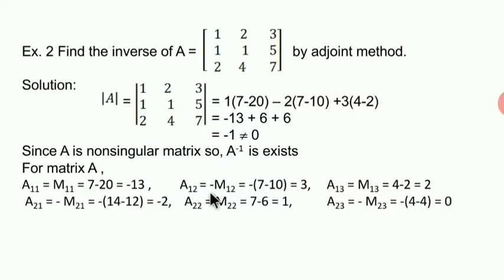A22 is equal to M22. M22 is the determinant obtained by deleting second row, second column. And it is determinant 1 3 2 7, that is 7 minus 6, it is 1.